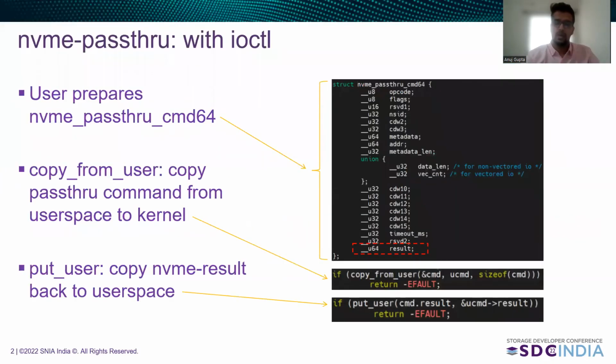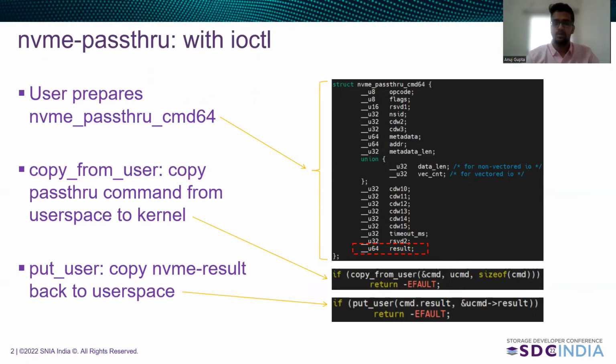So let's first look at the ioctl based passthrough. Here the user is required to allocate and prepare an NVMe passthrough command 64 structure. The structure is shown in the diagram here. During submission, the kernel will do a copy from user call to copy the passthrough command from user space to kernel, and this is one of the overheads during submission.